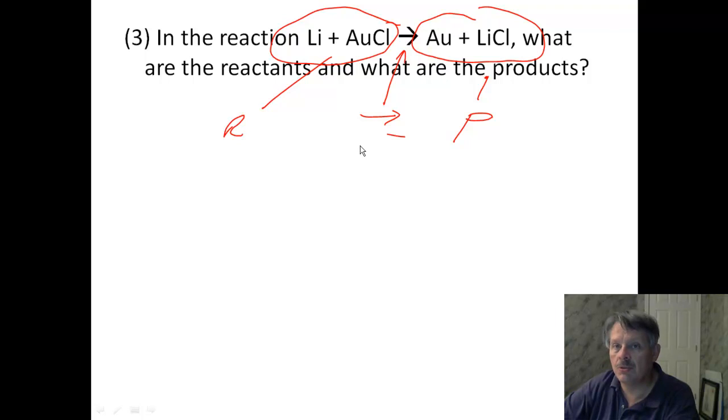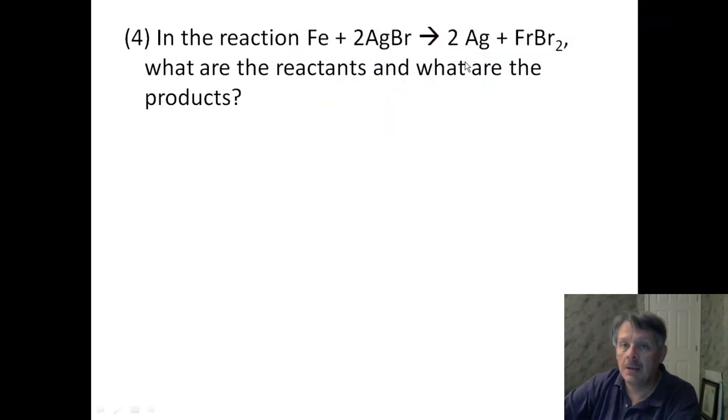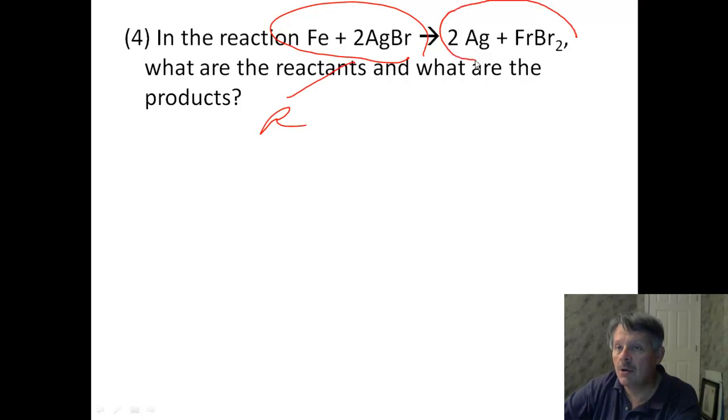And this is always true. This arrow dictates that the stuff on the right is going to be a product. Again, reactants and products, really simple. The things that are on the left-hand side of the arrow, those are all reactants. And the things that are on the right-hand side of the arrow are products.